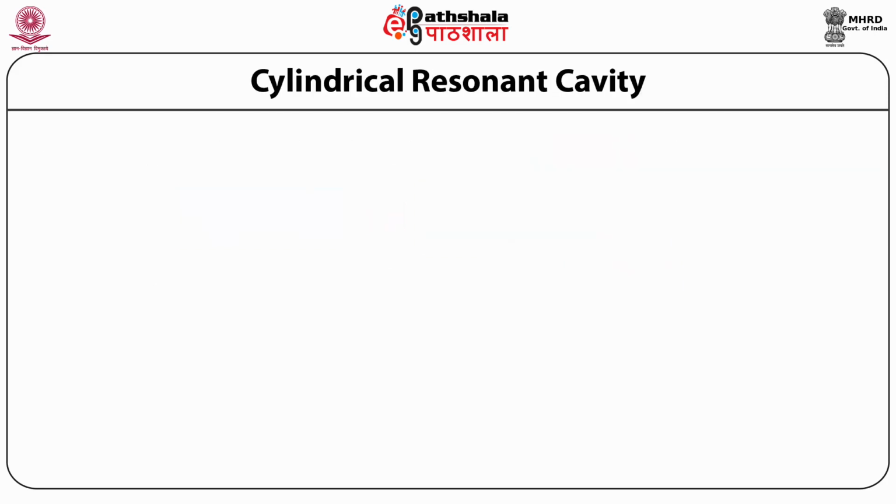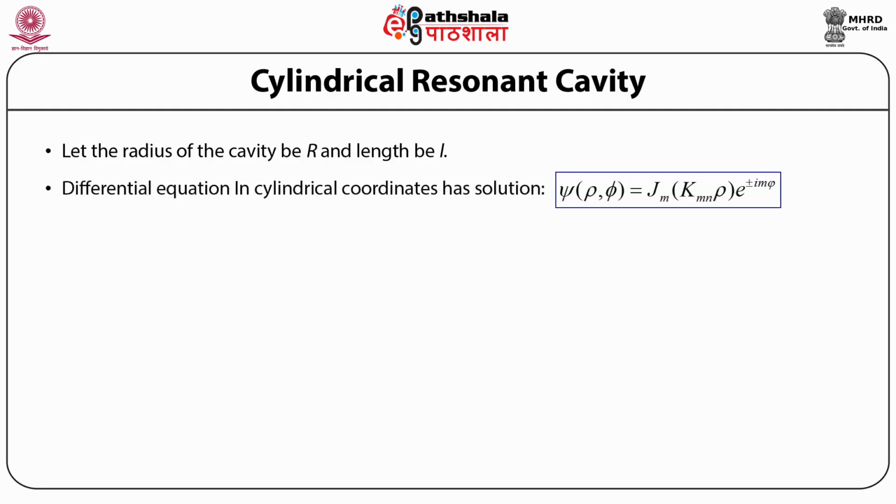Cylindrical resonant cavity. Now let us consider the case of a cylindrical resonant cavity which has a radius of the cavity as R and the length of the cavity as L. So the differential equation in cylindrical coordinates has the solution. We now define the wave function in terms of the cylindrical coordinates. So wave function psi as a function of rho and phi is equal to J_m times K_mn rho times e to the power ± imφ.